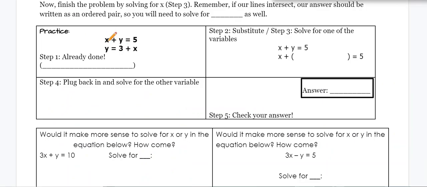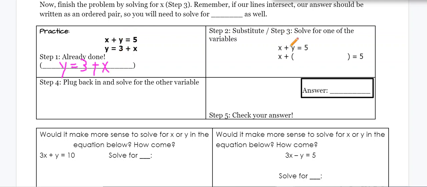Okay, so let's do this next one. So here's my equation. I have x plus y equals 5, and I have y equals 3 plus x. So I already have one already done. The y already equals 3 plus x. So that's taken care of for me. Okay? So now I'm going to substitute in this 3 plus x into my first equation. I'm going to take out that y and plug in 3 plus x.